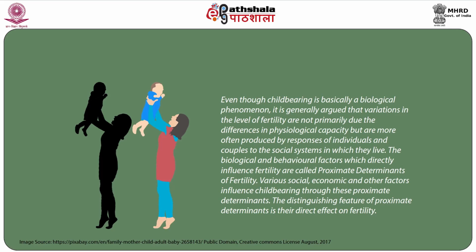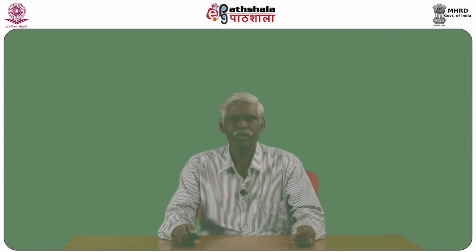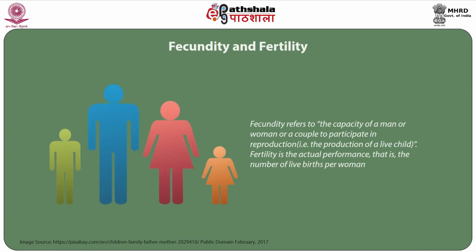The distinguishing feature of proximate determinants is their direct effect on fertility. An important distinction has to be made regarding fecundity and fertility. Fecundity refers to the capacity of a man or woman or a couple to participate in reproduction, that is, the production of a live child. Fertility is the actual performance, that is, the number of live births that occur per woman.